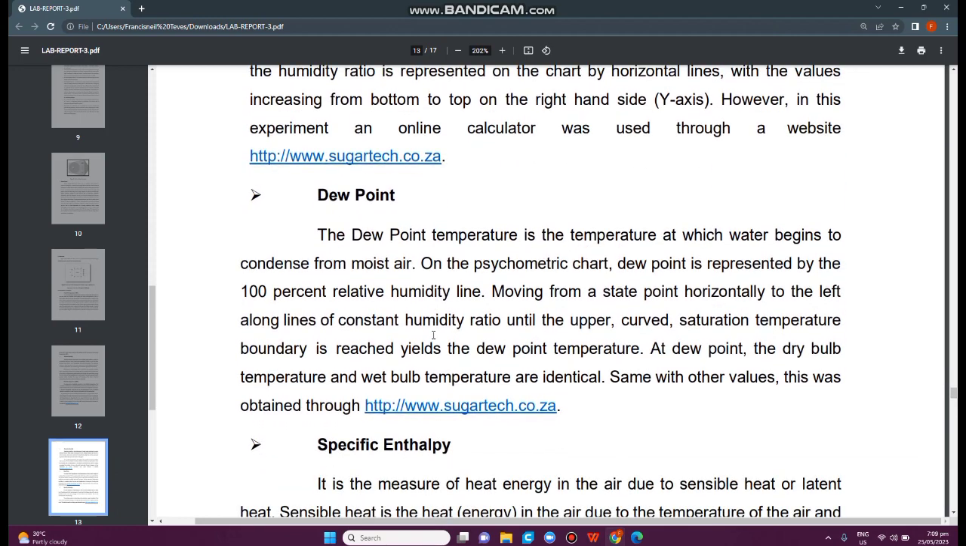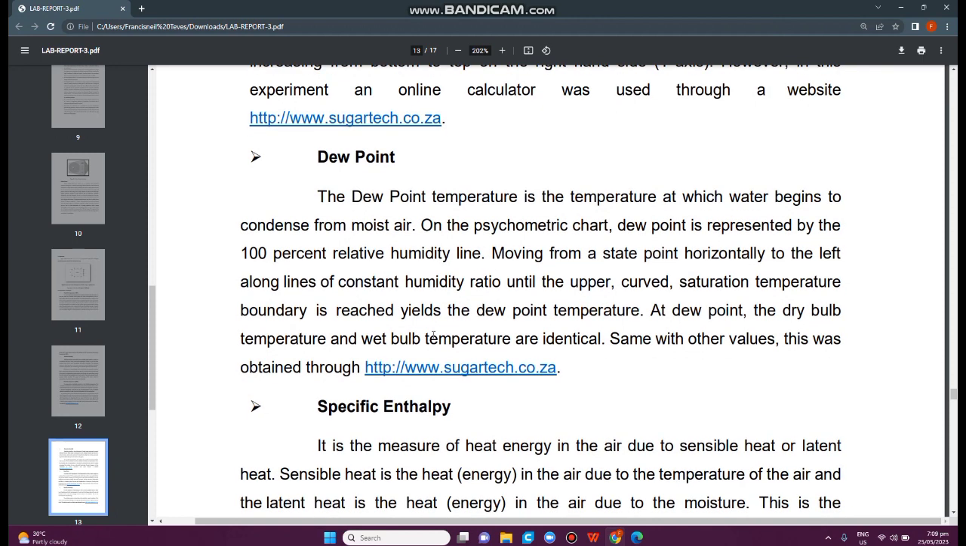Next, we have the dew point. The dew point temperature is the temperature at which the water begins to condense from moist air. On the psychrometric chart, dew point is represented by the 100% relative humidity line. Moving from a state point horizontally to the left along lines of constant humidity ratio until the upper curved saturation temperature boundary is reached yields the dew point temperature. At dew point, the dry bulb temperature and wet bulb temperature are identical.